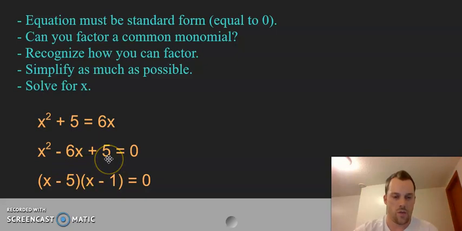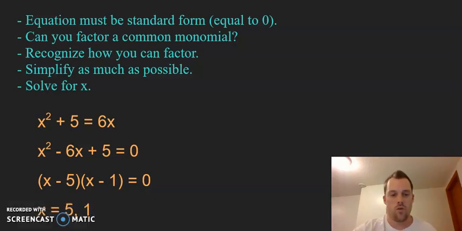We can't simplify it anymore, and we know that if some quantity times another quantity is equal to 0, at least one of those two must be equal to 0. Well, if x is 5 here, 5 minus 5 is 0. If x is 1, 1 minus 1 is 0. So x could be equal to 5 or 1.